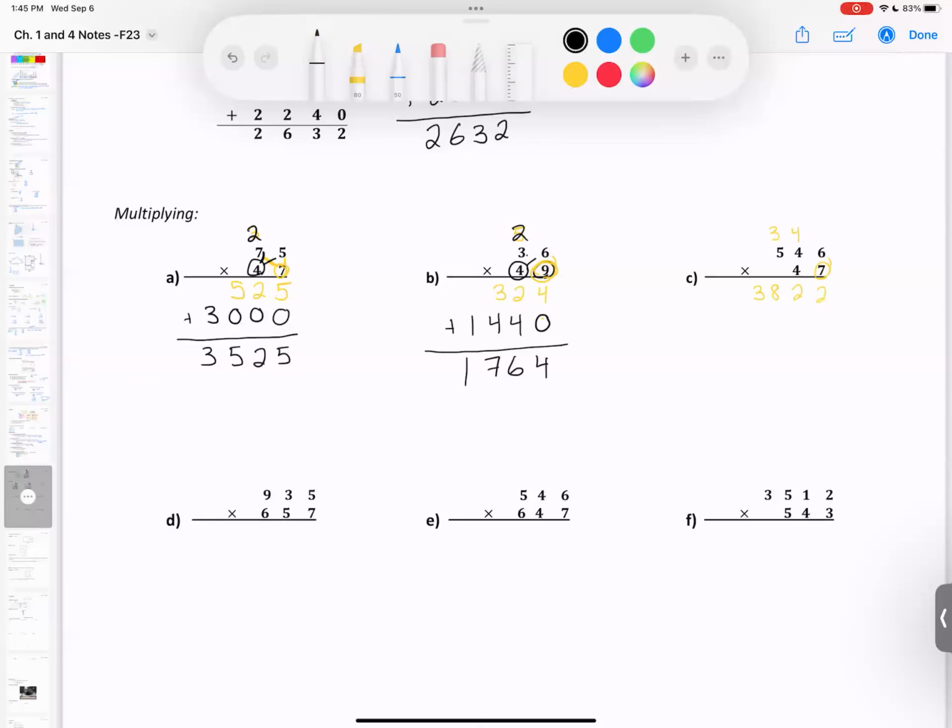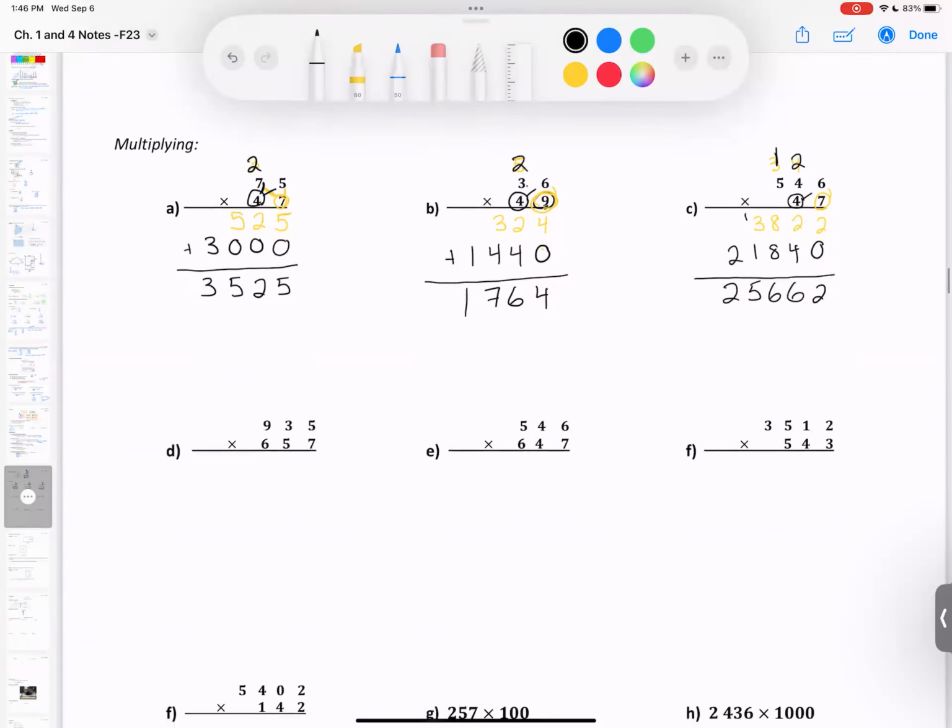Okay, now we're going to go down a line. We're immediately going to put a 0 here. And then we're going to concentrate on the 4. So we've got 4 times 6 gives us 24. Carry the 2. 4 times 4 is 16. Add 2 for 18. 4 times 5 is 20, plus 1 gives us 21. And now we can add them. And I get 25,662.